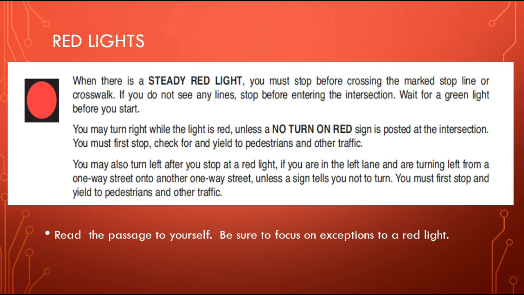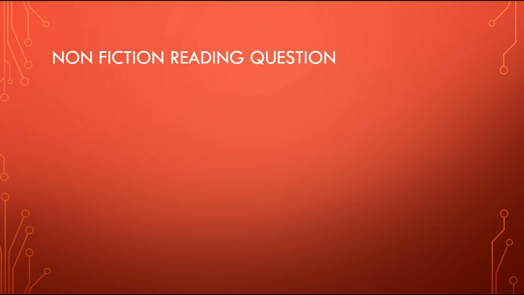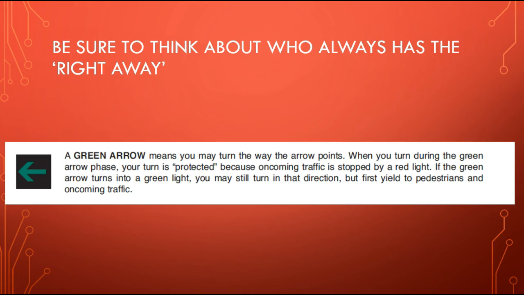So, red lights. You will read this passage to yourself. Be sure to focus on exceptions to a red light. If you need to, please hit pause at this point until you have finished reading, then hit play to continue. On this, we will have a nonfiction reading question on red lights. So be sure to think about who always has the right of way in this following passage. What that means is who is allowed to go first.